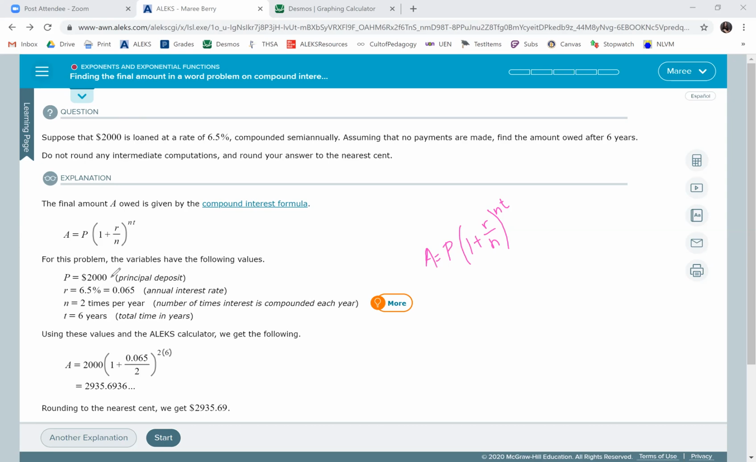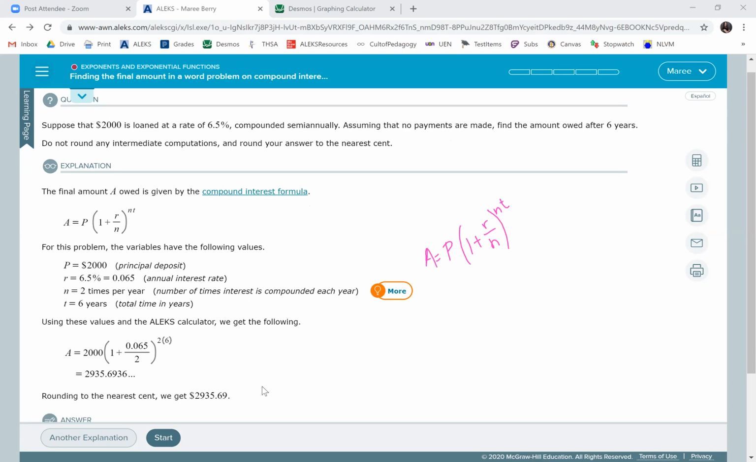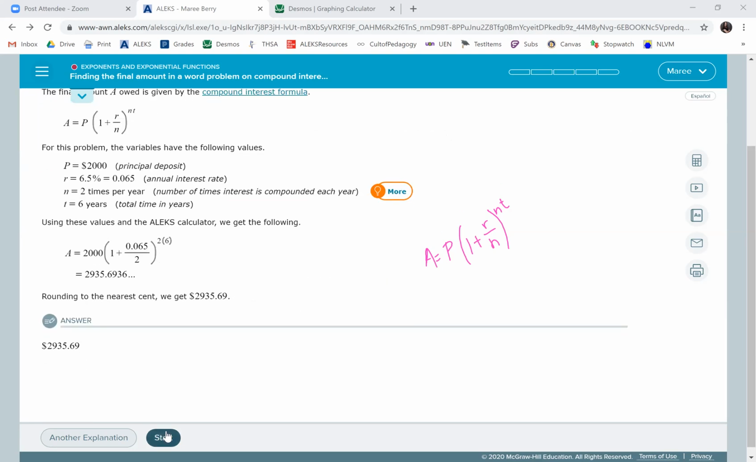So P is the principal deposit. They told us it was 2,000 in this example. The interest is 6.5, so you have to change R, which is the interest written as a decimal, 0.065. It's compounded 2 times per year because it says semi-annually, so N is 2, and then T is 6 years total. So we just plug everything into the formula, put it into our calculator, and we're good to go.